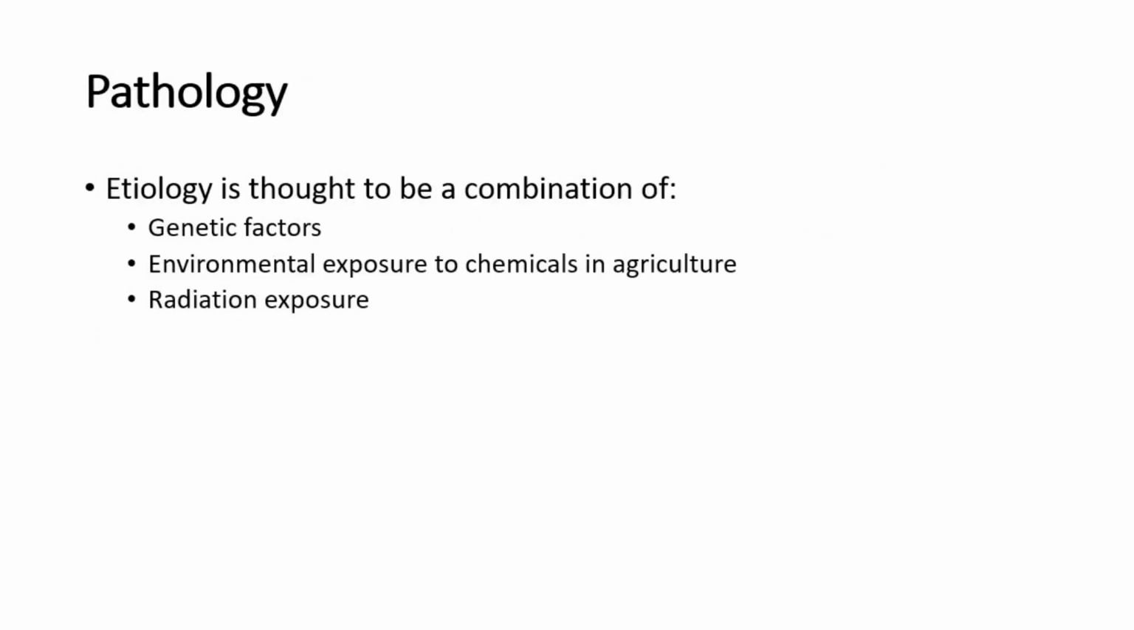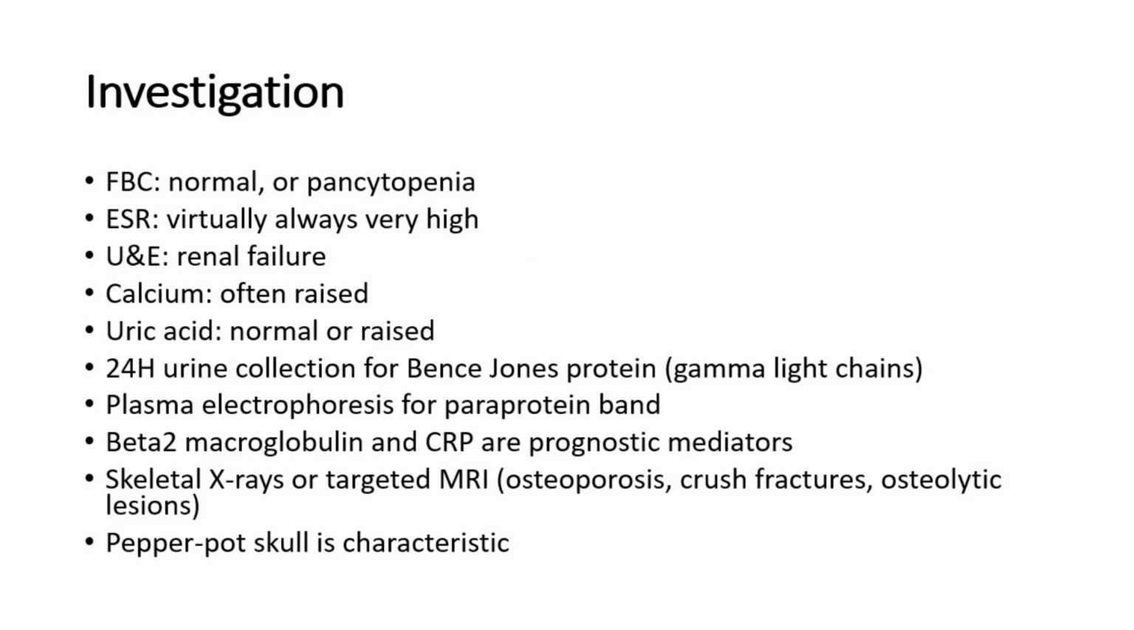Its etiology is thought to be a combination of genetic factors, environmental exposure to chemicals in agriculture, and radiation exposure. For investigation, full blood count may be normal or show pancytopenia. ESR is virtually always very high. Urea and electrolytes show renal failure. Calcium is often raised. Uric acid is normal or raised.